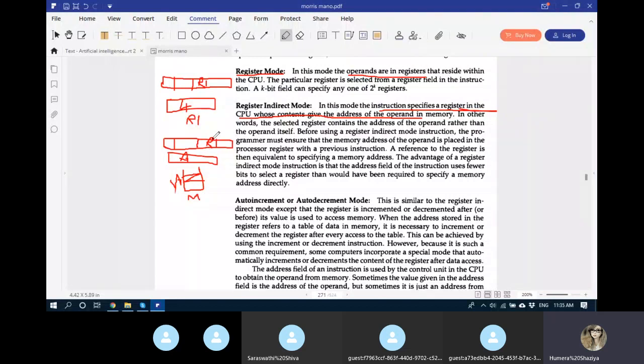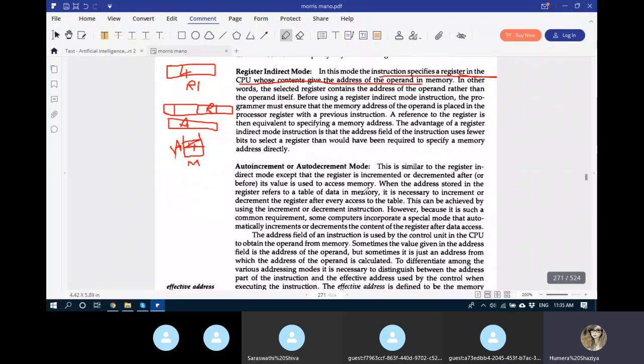So in the instruction we have the register name, in the register we have the memory address, and at the memory address you have the operand 4. This is 4. Understand?